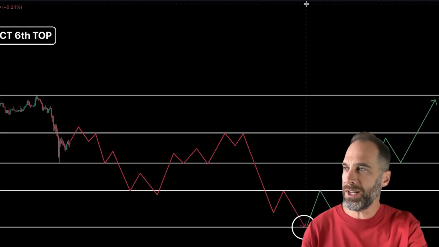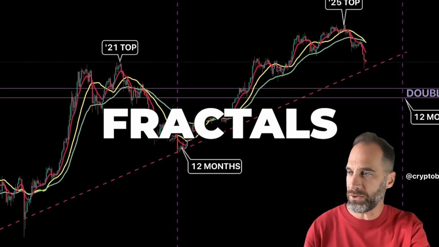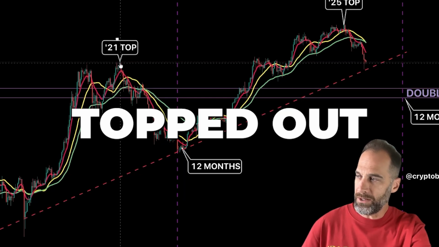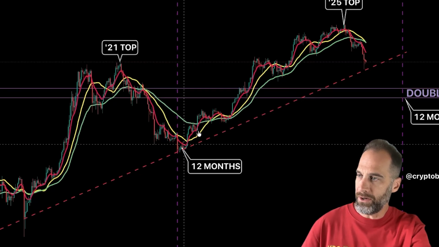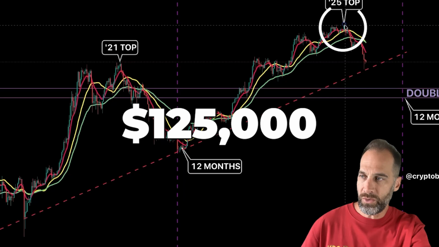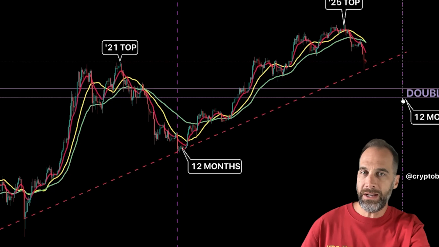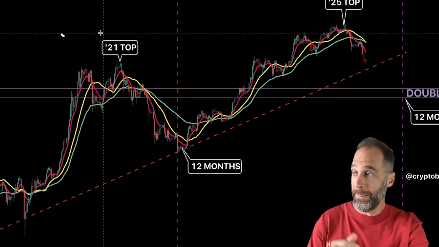Now, when they say trade the plan, this is kind of my roadmap for the next 8 months. Where did I come up with this roadmap? Well, let's take a look at the past. Have you ever heard of fractals? When you take a look at fractals, Bitcoin has always topped out and 1 year later bottomed out, okay? If it topped out here at 125, 1 year later would actually be October 6th of 2026, and I'm anticipating something based on history. This is a fractal.